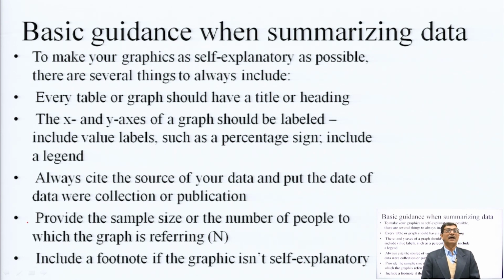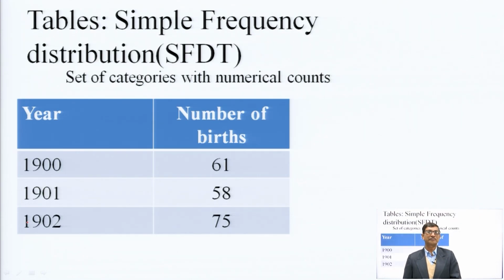Second, the x and y axes of a graph should be labeled. Include value labels such as percentages, or include a legend. Third, always cite the source of your data and put the date of data collection or publication. Provide the sample size or the number of people to which the graph refers, and include a footnote if the graph is not self-explanatory. So, these are the points to keep in mind when we prepare a graph.